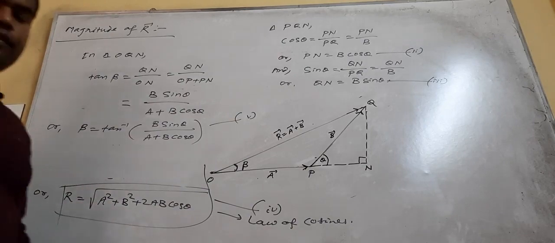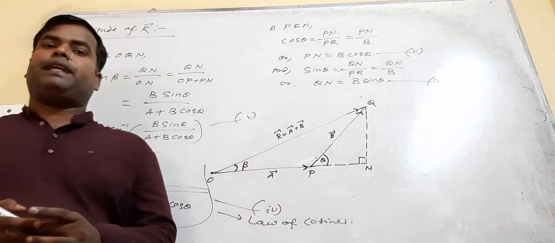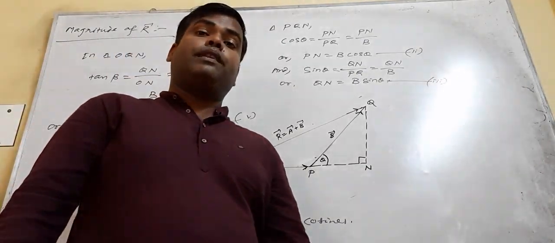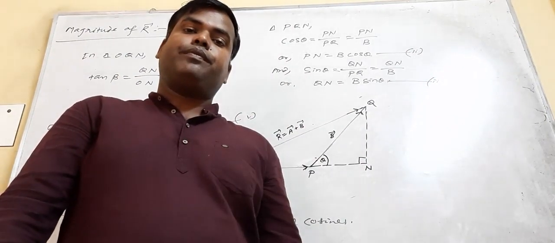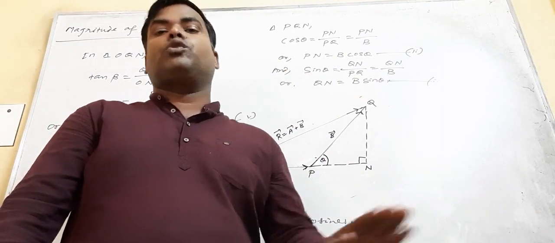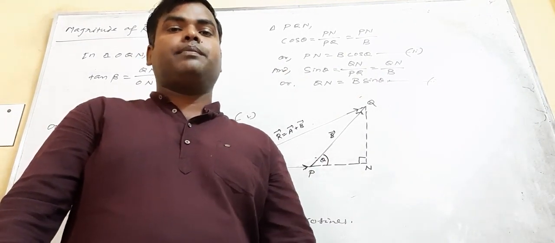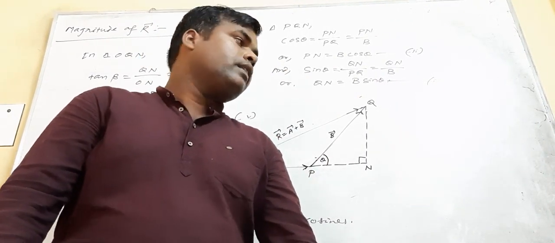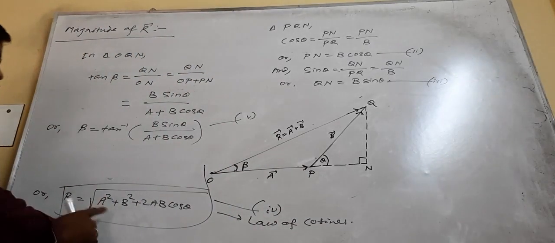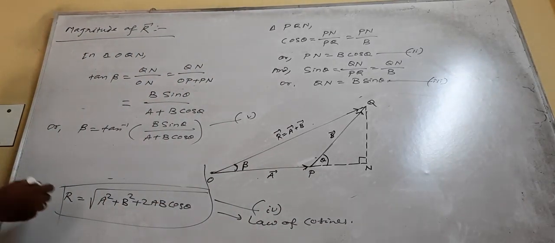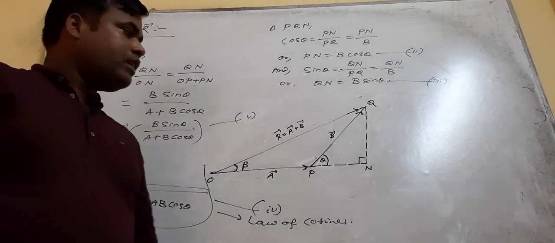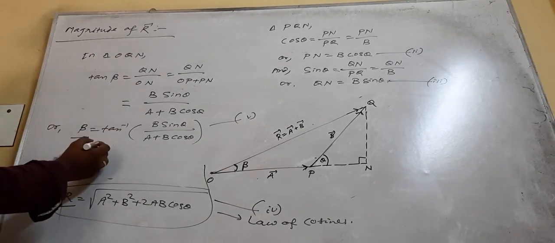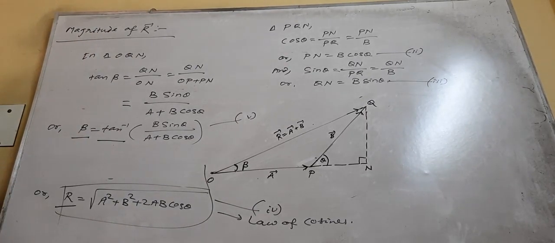The data known to you means A vector, B vector and the angle between them. That means magnitude of A vector, that is A, is known to you. Magnitude of B vector, that is B, is known to you. The angle between the two vectors, theta, is known to you. So in terms of A, B and theta, we got both the magnitude of the resultant vector as well as the direction of the resultant vector. Now the question arises, what is an inverse trigonometric function?